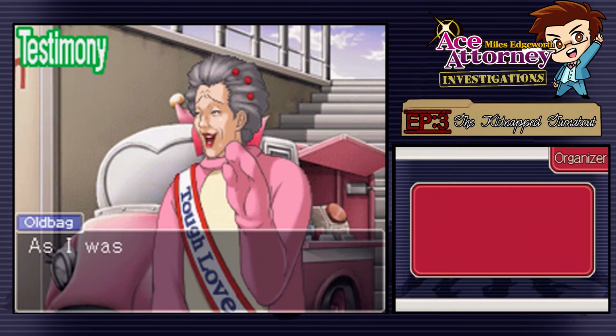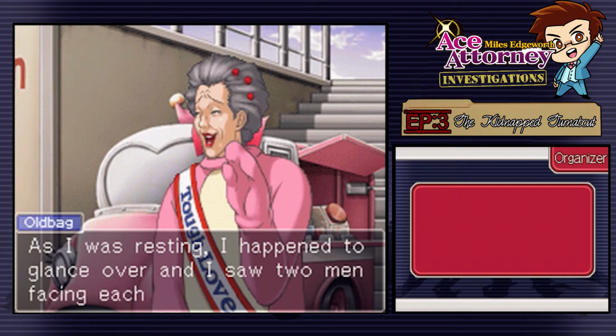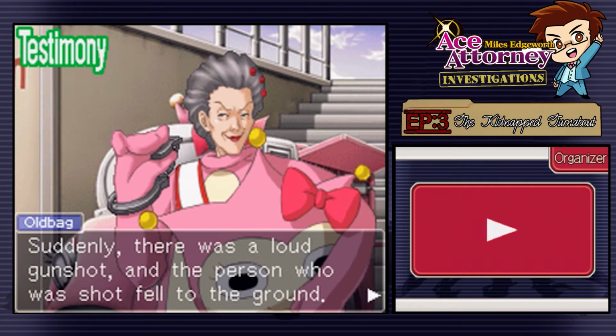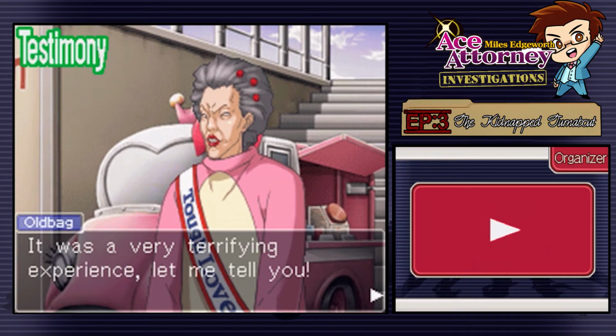I came to the stadium to take a short break. As I was resting, I happened to glance over and saw two men facing each other. Suddenly there was a loud gunshot, and the person was shot. It was a very terrifying experience, let me tell you.